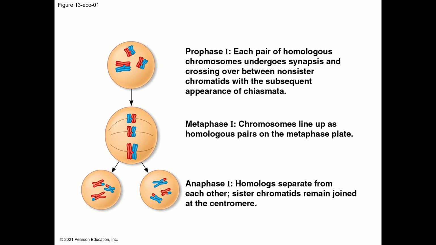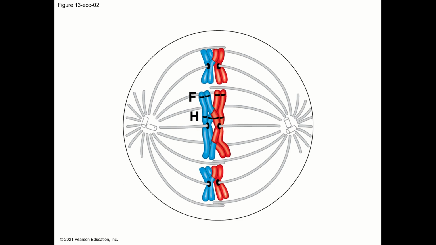And then we just have some final figures for the end of our chapter. Again, prophase 1, each pair of homologous chromosomes undergoes synapsis and crossing over between non-sister chromatids with the subsequent appearance of chiasmata. In metaphase 1, chromosomes line up as homologous pairs at the imaginary metaphase plate, and then in anaphase 1, homologs separate from each other. Sister chromatids remain joined at the centromere, as shown here.